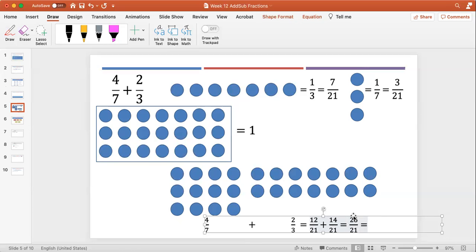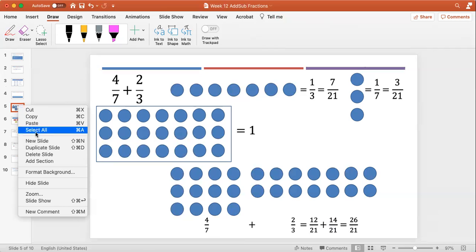So you can leave it right there. Don't feel you have to convert it to a mixed number. That's a complete misconception. Leaving fractions in fractional form is really important, so we get comfortable seeing fractions greater than 1.